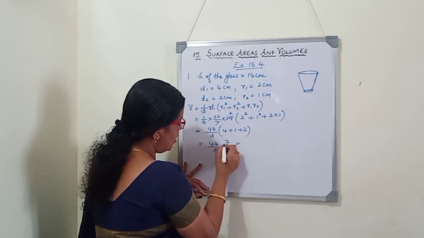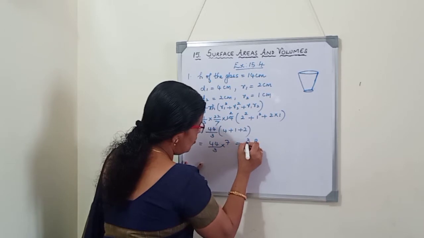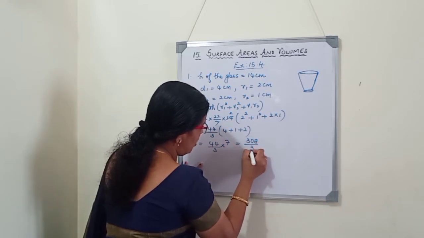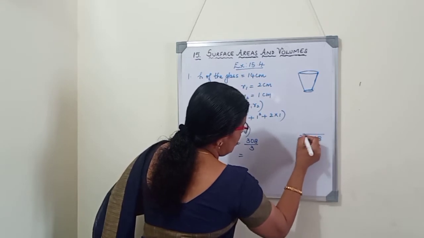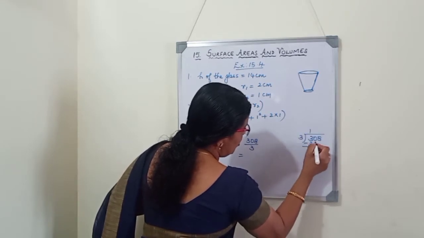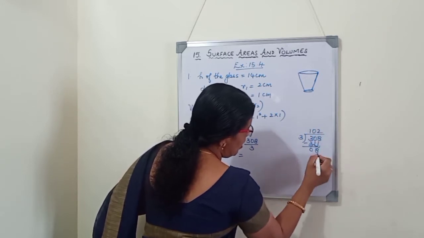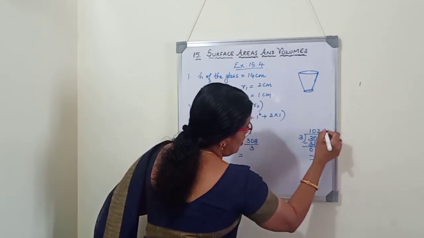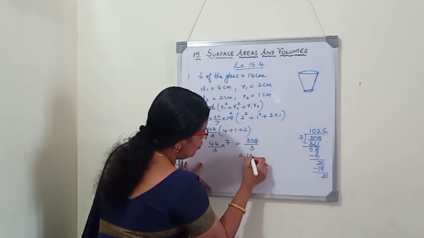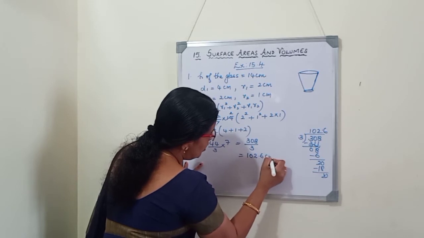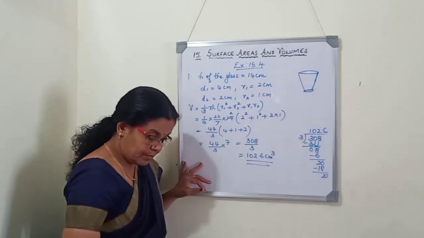So we will multiply. 7 4s are 28, remainder 2. 7 4s are 28 plus 2, 30. 308 by 3. So we will divide it. 3 ones are 3, remainder 0. 0, we will write it here and bring 8 down. 3 twos are 6, 20. 6 threes are 18, remainder 2, it will continue like this. 102.6 centimeter cube is the volume of this or capacity of the glass.